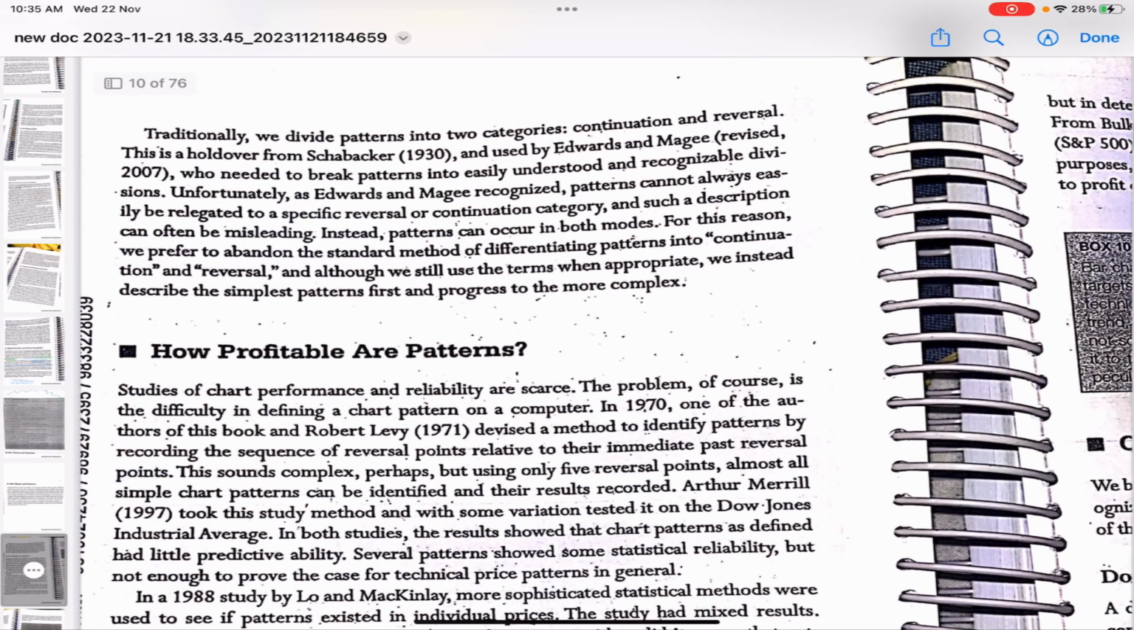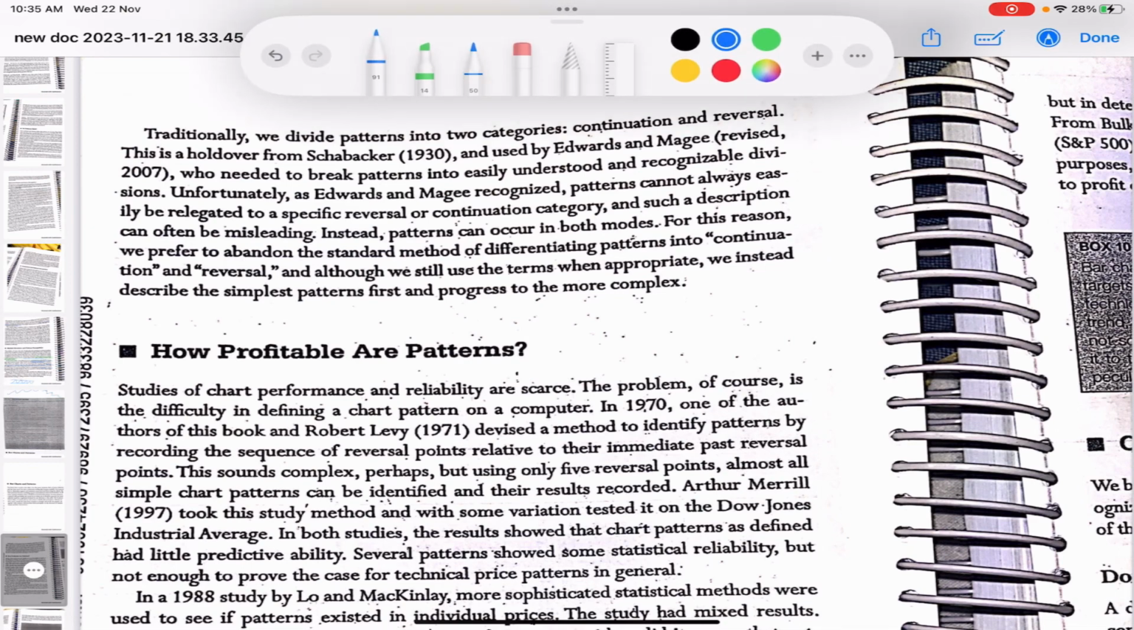Okay, so we divide patterns into two categories. The first is continuation, which means the trend is continuing. So if, let's say, an uptrend is going on, then the trend will continue towards the upside. Or there is a reversal, which means now the trend is going to go in the other direction. So this is the way we divide the patterns into these two categories. All right, moving on, let's also read what's written over here.